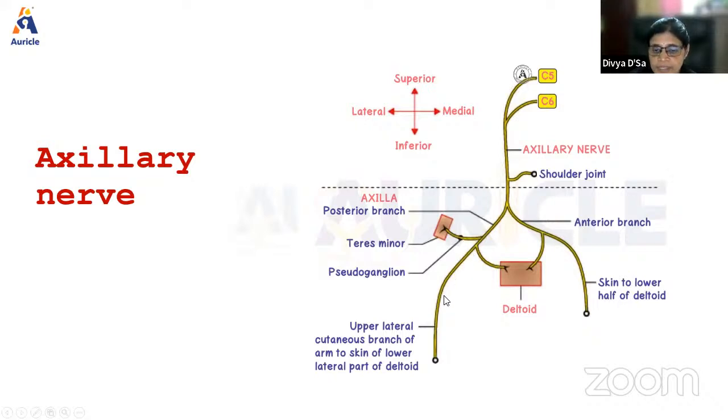It also gives the upper lateral cutaneous branch to the arm, to supply the skin over the lower lateral part of the deltoid. The lower lateral cutaneous branch, no, that is given by the radial. Okay, so these are the branches.